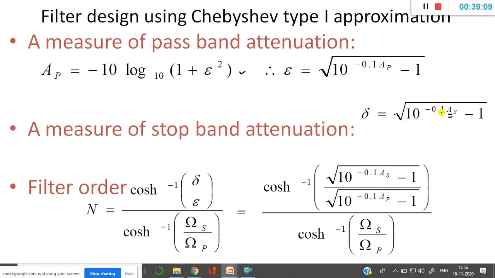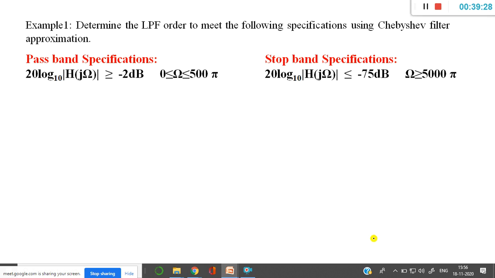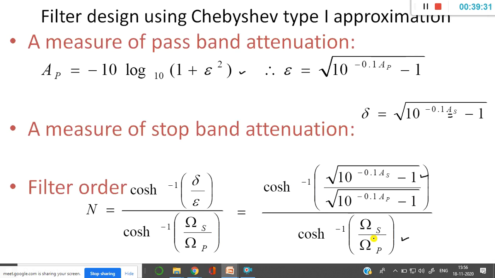Now this delta is given by the square root of 10 to the power of minus 0.1 as, minus 1. That's what I have written here. And epsilon is the square root of 10 to the power of minus 0.1 ap, minus 1. Then cosh inverse of omega s to omega p.